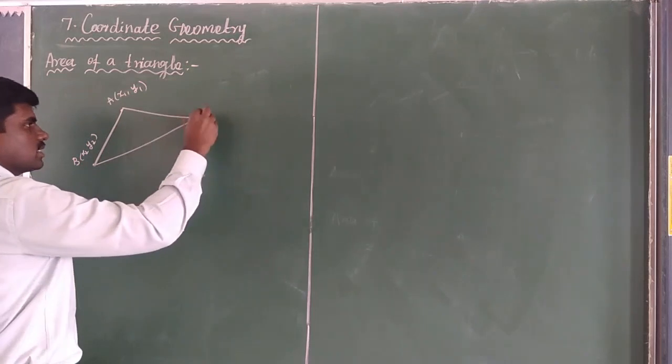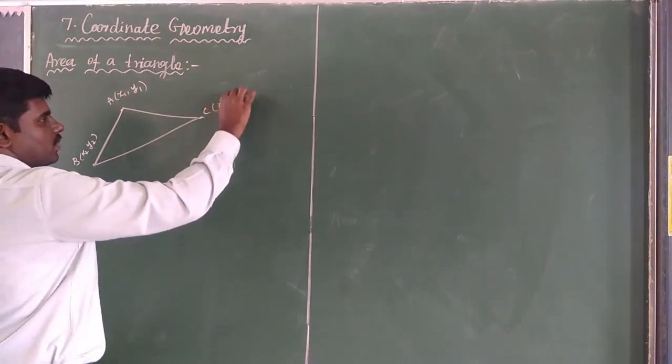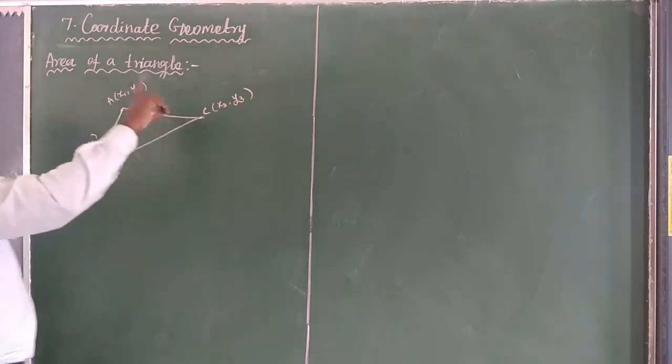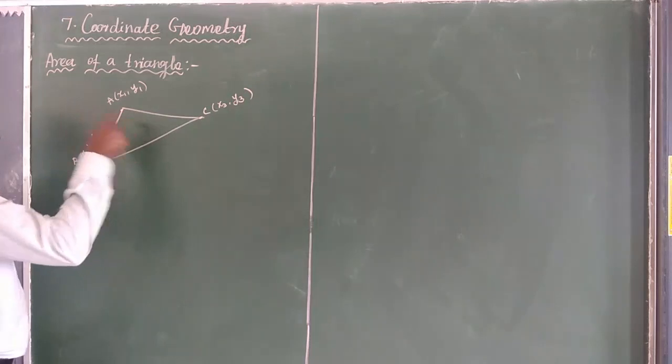Okay, one triangle. That's the coordinate point C. I consider the coordinate point C is equal to x3, y3. Three coordinates, that is three vertices, are given. How to calculate the area of the triangle?